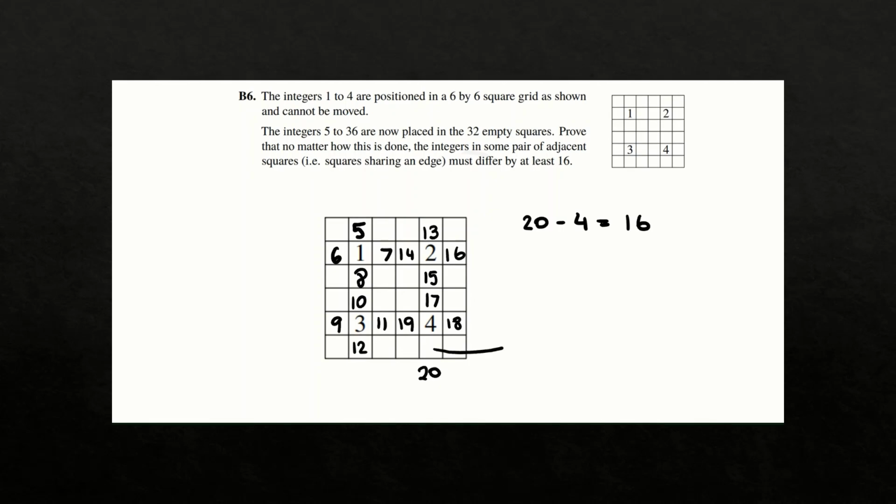And what's more is that in this square, the only number that can be put in this square must be greater than or equal to 20, as all the other numbers are already positioned as shown in the diagram. Now we can't swap 20 with another number, as 20 minus 3 is 17, 20 minus 2 is 18, and 20 minus 1 is 19. This means that no matter how the grid is filled, the integers in some pair of adjacent squares must differ by at least 16.